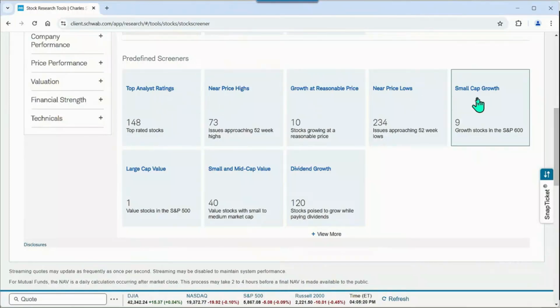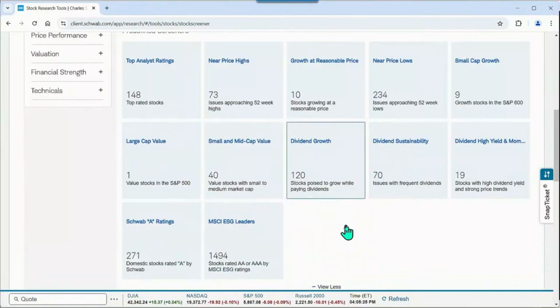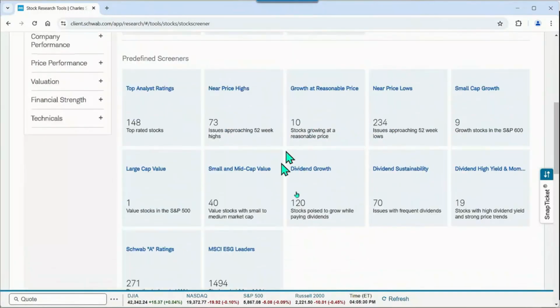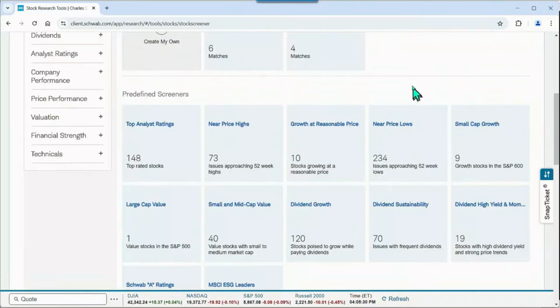So you can see I've got 8 right here, but if you click on view more, there's even more, okay? So I think 12 total predefined screens. And these sometimes can be a launching point for you to modify and create your own screen, okay? So let's do this. I'm going to just click on growth at a reasonable price.